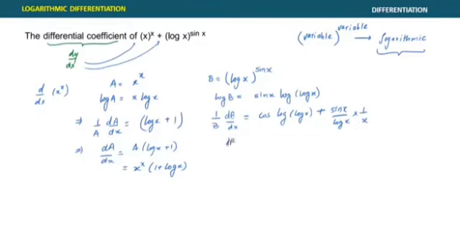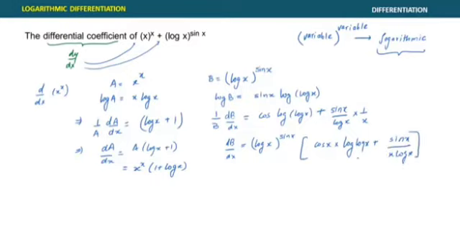And then you will have to multiply by b, which will go here. So the answer to this particular part will be (log x) raised to power sin x, and this complete multiplication over here: cos x into log of log x plus sin x by x log x. And you want these two quantities to be added. This is the particular answer. So this is how you have to solve, especially in your boards.